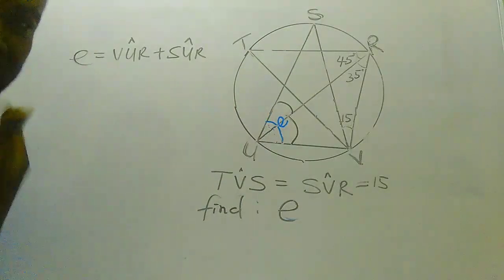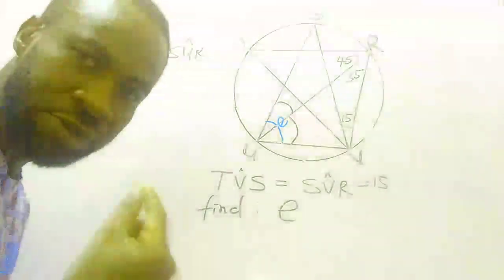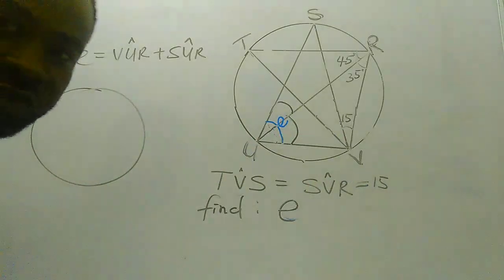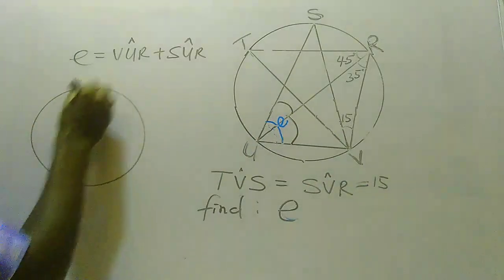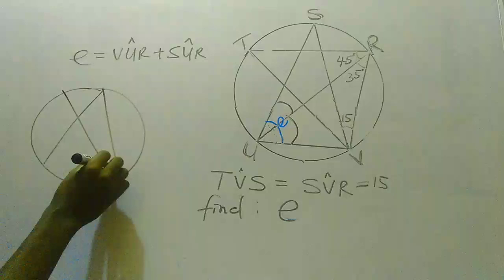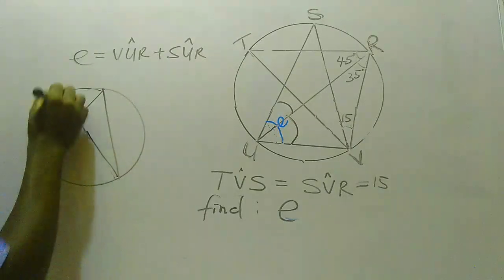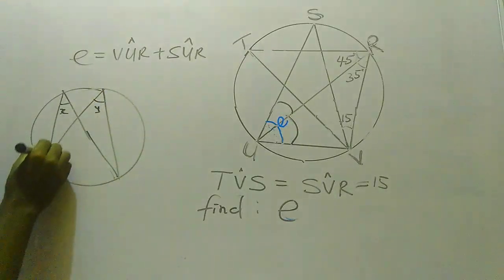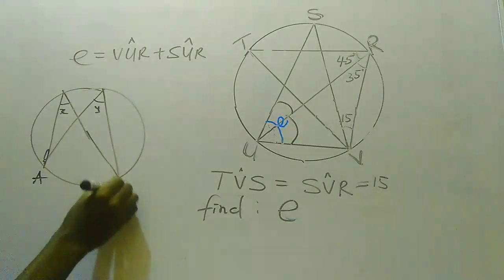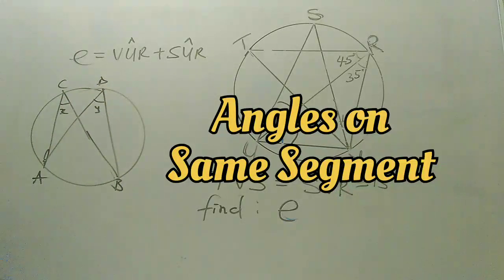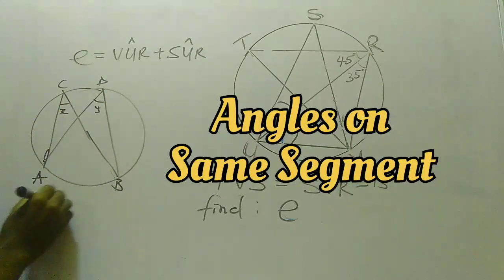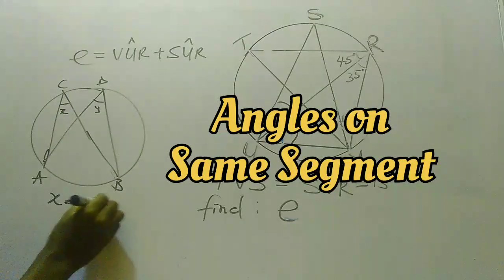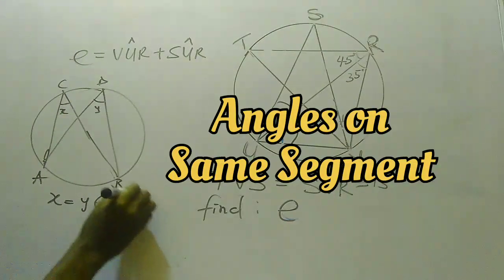Before I do that, let me explain what we call the angles on the same segment. When you have a circle, because this is what we're going to use to solve this problem, and you have something like this, now if I call here A, B, C, and D, you can see X is equal to Y, and the reason is they are angles on the same segment.